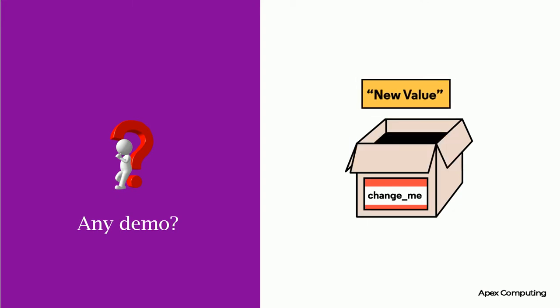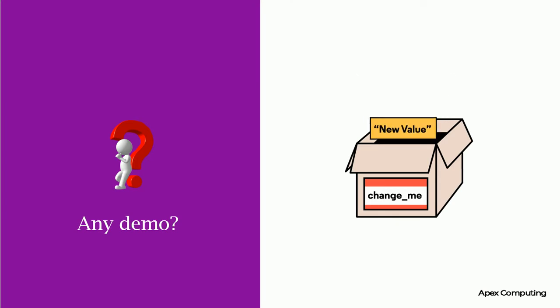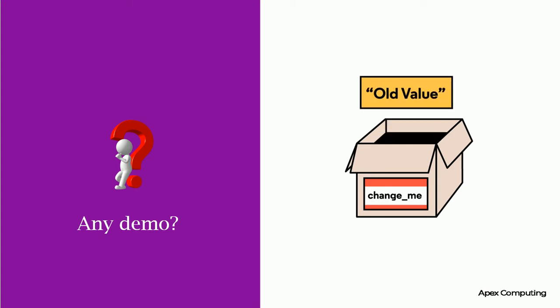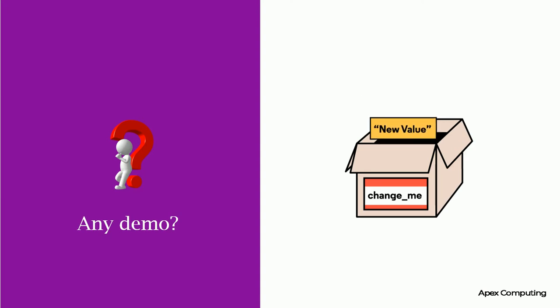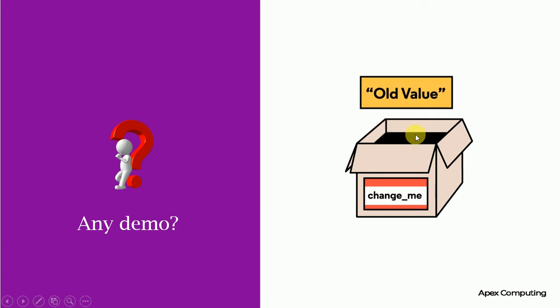the name of maybe the client, the age of the girl, the title of the letter, those kind of things that we interact with. Okay, so as you can see, we have one box called change me, and the box has an old value, but we are able to keep a new value inside the box. We'll talk about assignments in due time.